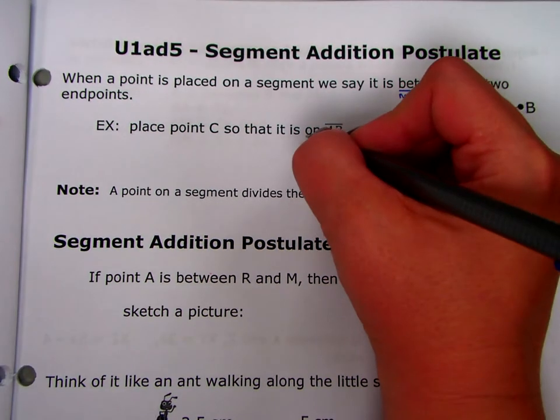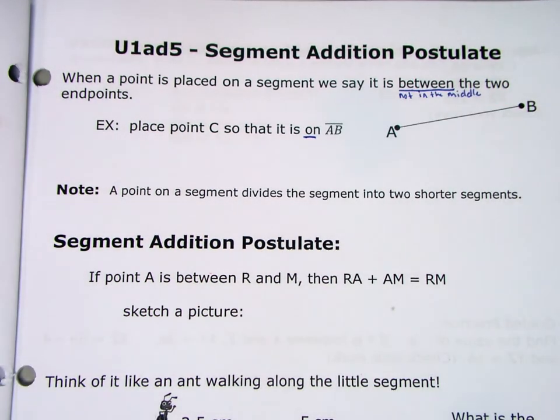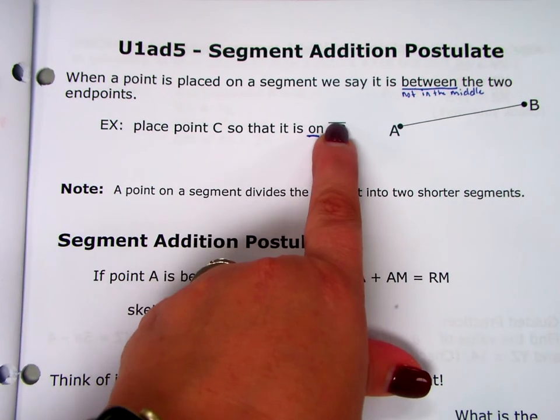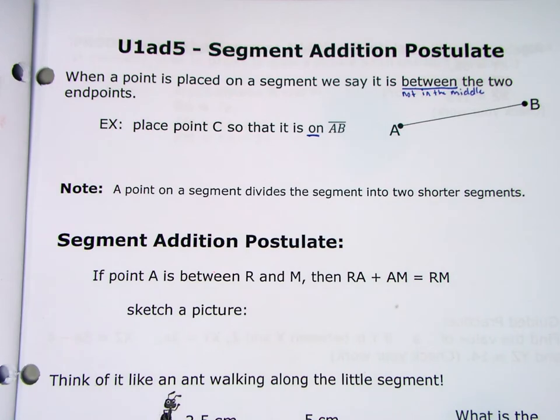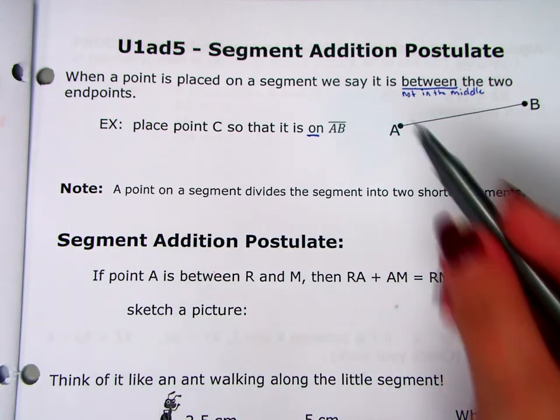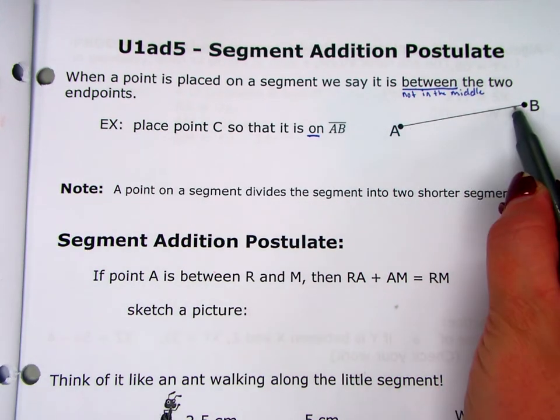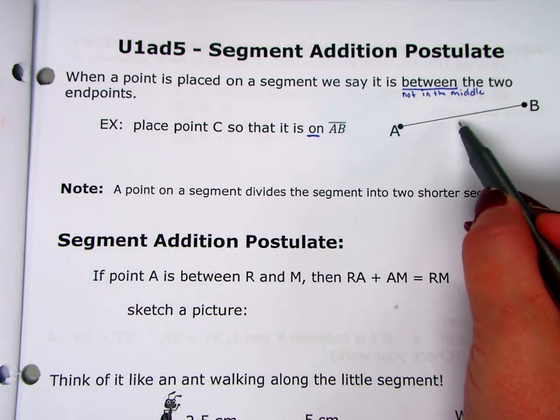Same with the word on. When it says, for example, place point C so that it's on segment AB, I know we're talking about a segment because there's no arrows. Segment AB. I can put that point C anywhere on that segment. I can put it real close to A. I can put it real close to B. I can put it right in the middle.